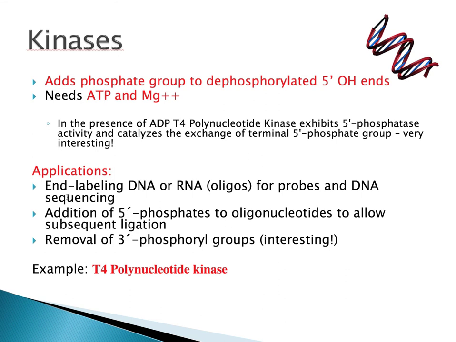So what do we use it for? If you have an oligonucleotide, you could add a phosphate group at the 5' end, and again if you're using labeled ATP, it's going to be labeled. You can also add the 5' phosphate to allow ligation, and you can also remove some 3' phosphate groups, so it has some phosphatase activity. So just be sure that you use the right conditions to be sure that you are using the right activity for kinases. The famous one we use in the lab is called T4 kinase.